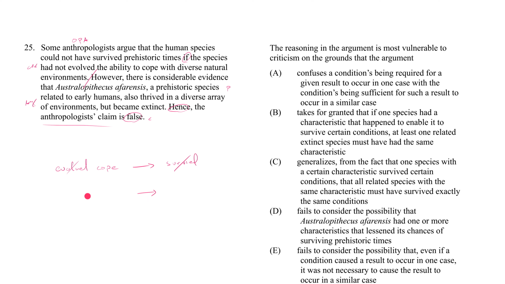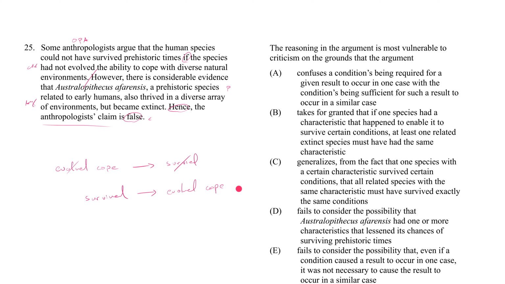So over here it would say survive, evolve the ability to cope. Which means another way to understand what the anthropologist is saying is that in order for the human species to have survived historic times, we must have evolved the ability to cope with diverse natural environments. Okay, that's what some anthropologists are saying.